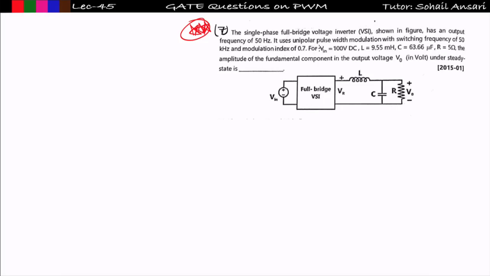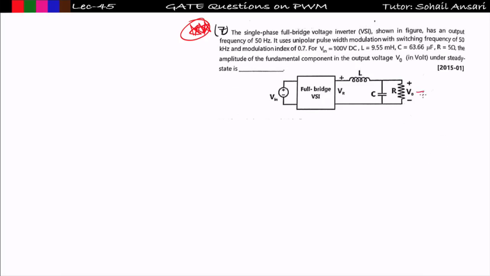It uses unipolar pulse width modulation with a switching frequency equal to 50 kilohertz. The modulation index is given as 0.7. Input voltage is given as 100 volt, and the values of L and C are given. The amplitude of the fundamental component in the output voltage V0 under steady state will be what?